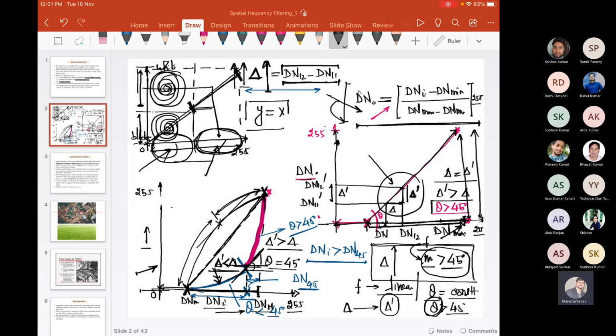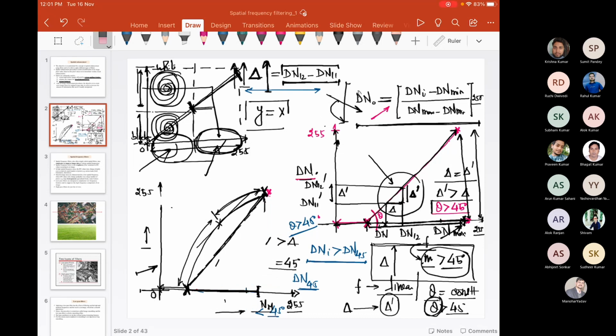You're welcome. So if you see this logarithmic function over here, then just wait.